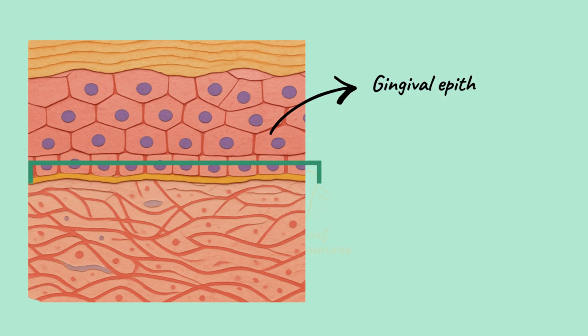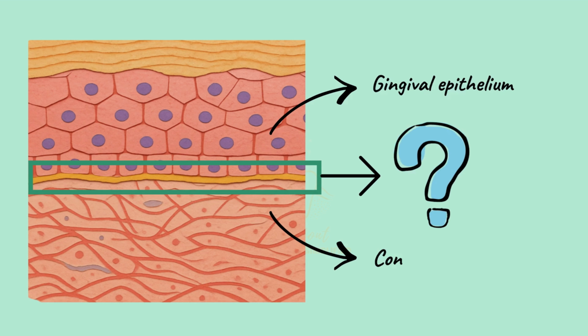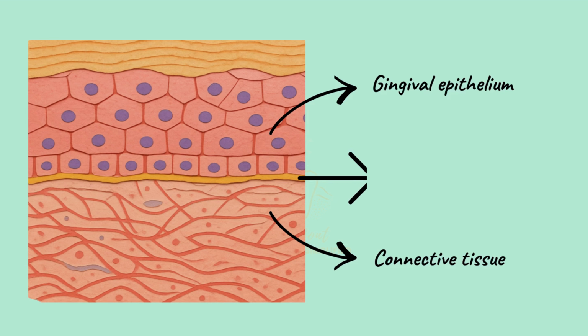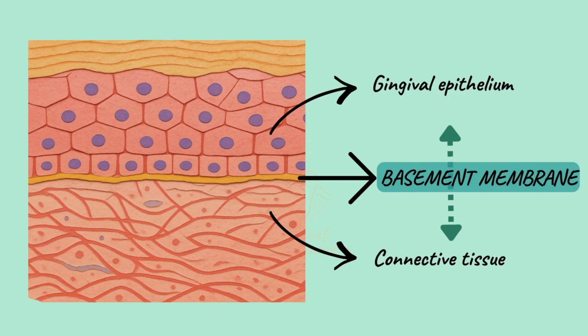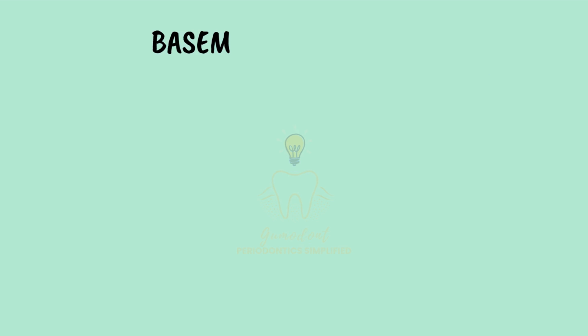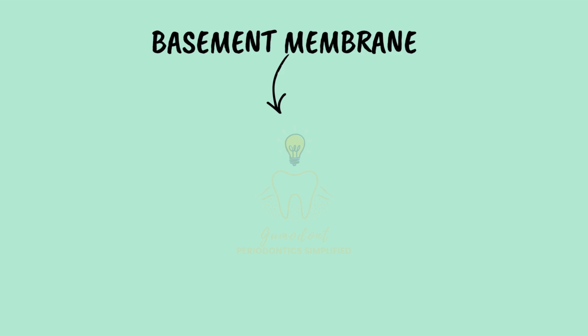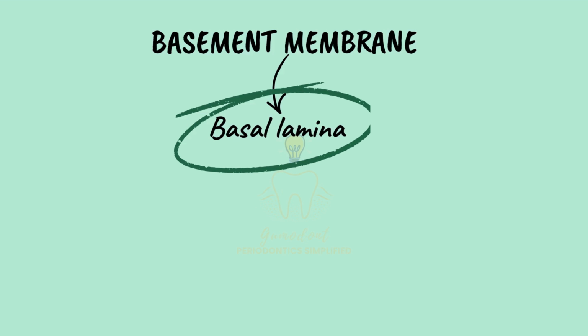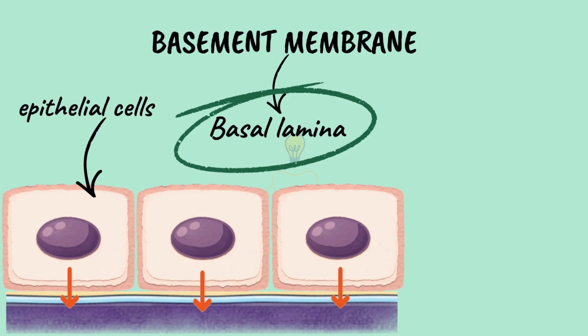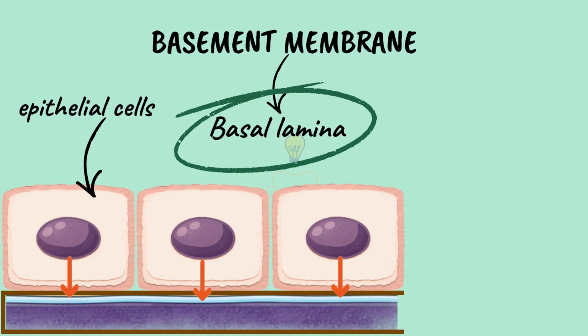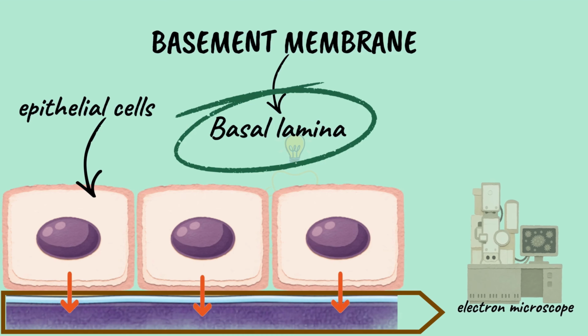After understanding the epithelium, the next step is to see how it attaches to the underlying connective tissue. This attachment is provided by a structure called the basement membrane, which acts as a link between epithelium and connective tissue. To understand the basement membrane clearly, it is important to first focus on its main component, the basal lamina. The basal lamina is produced by epithelial cells and forms the part of the basement membrane closest to the epithelium. It is extremely thin and can only be seen under an electron microscope.